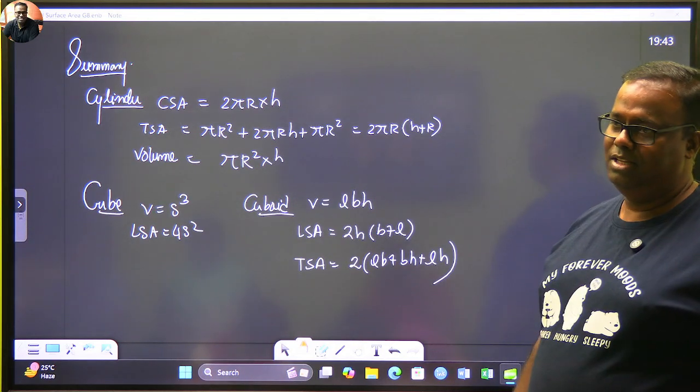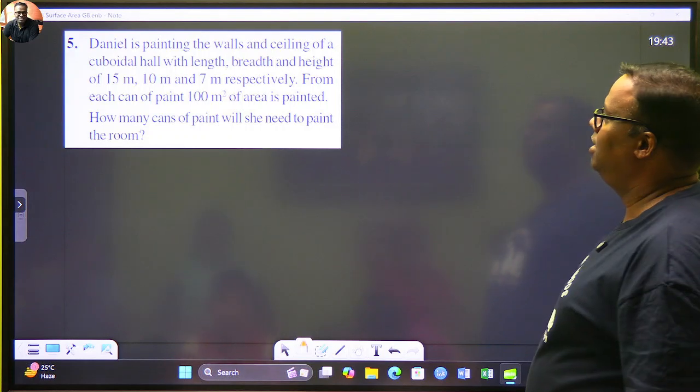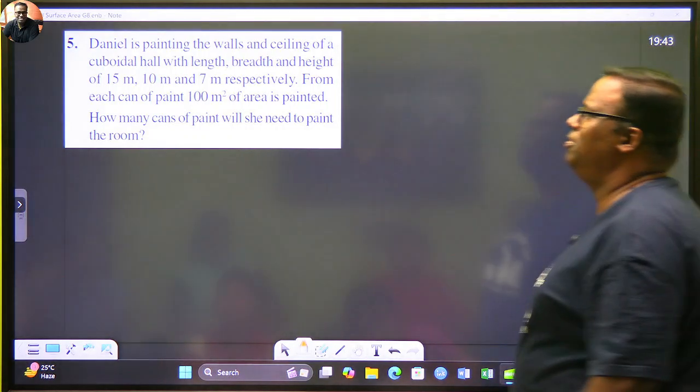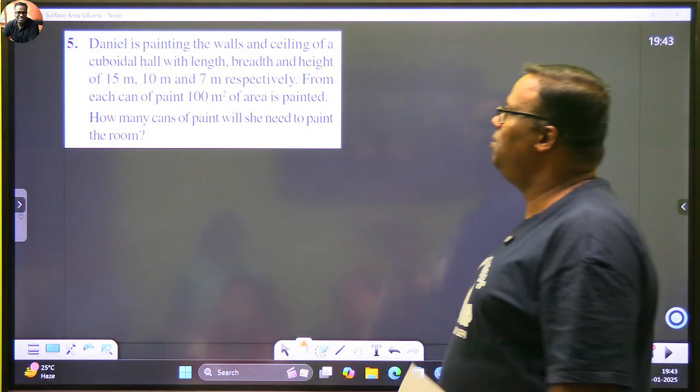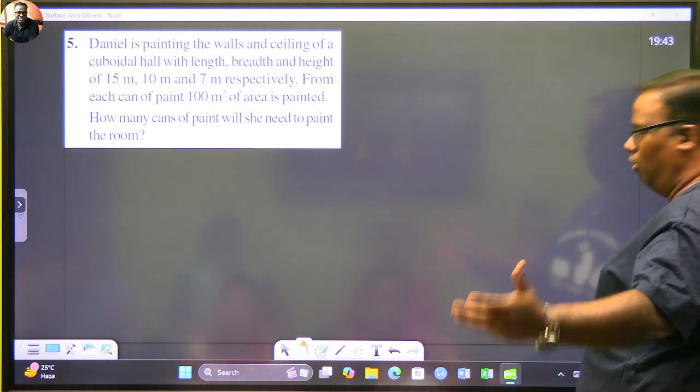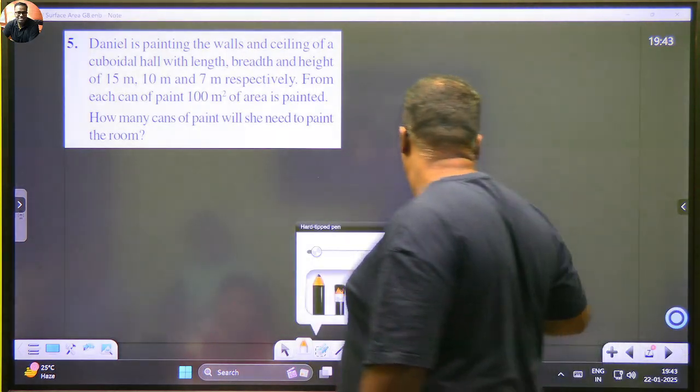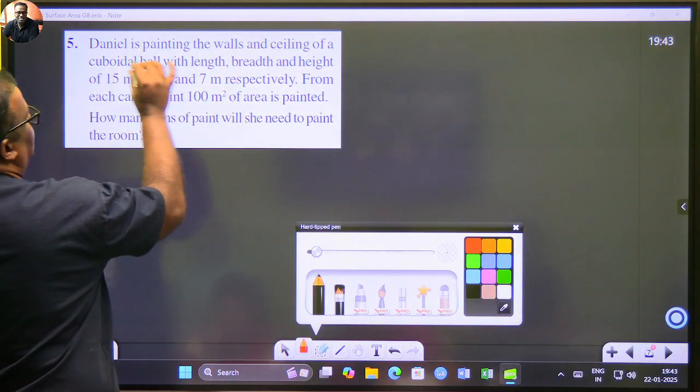चलें, प्रॉब्लम्स तो लेके आए हैं. Okay, ये करते हैं. These are NCERT problems, simple. Daniel is painting the walls and ceiling of a cuboidal hall. Okay, story ज़्यादा नहीं, so important words, keywords पढ़ना है.